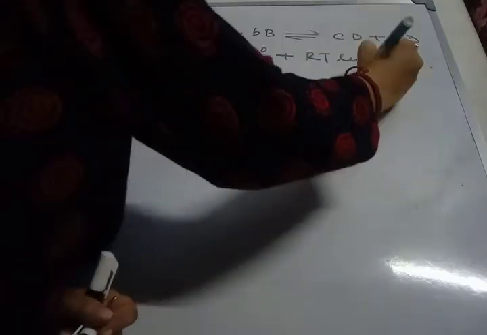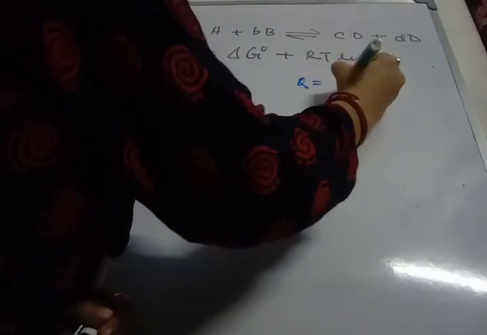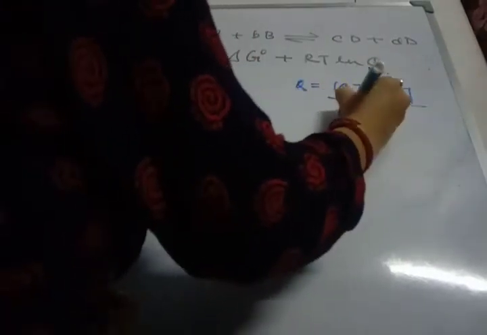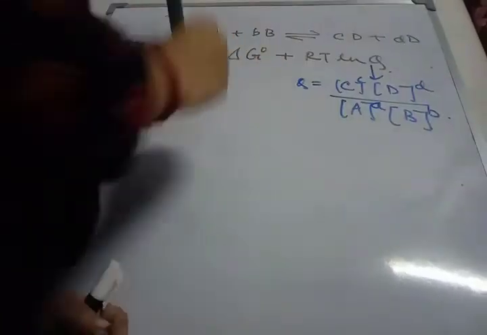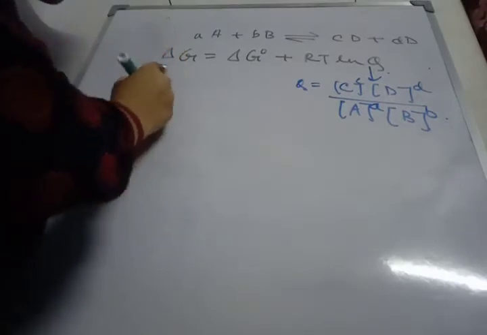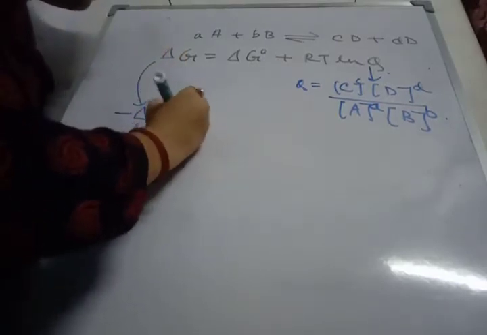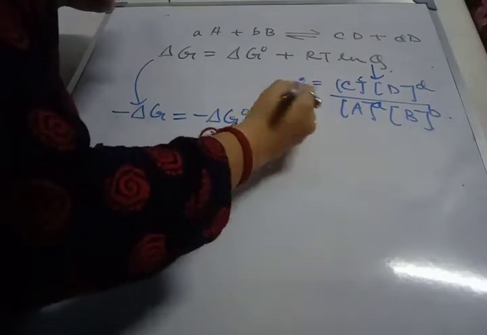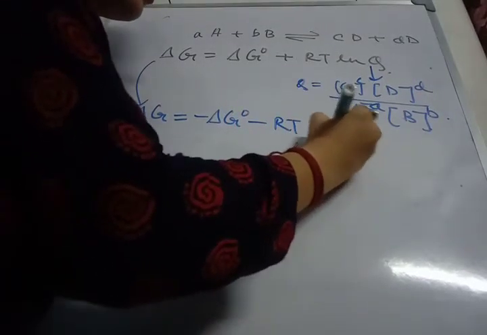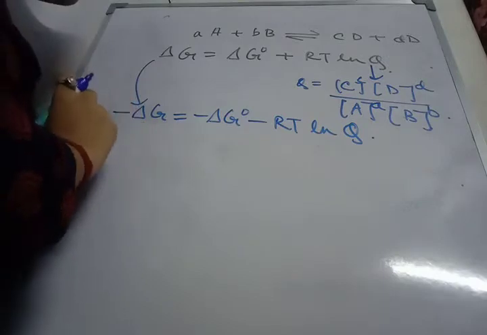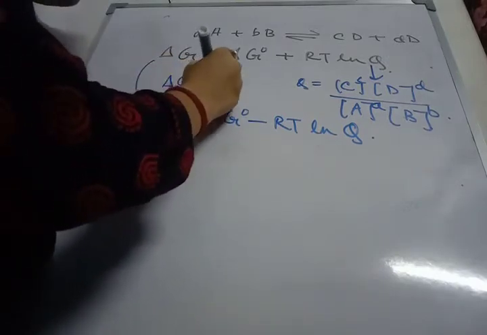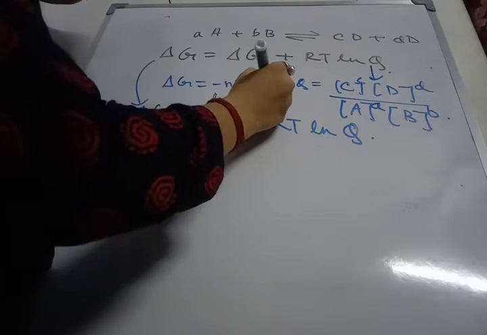So, if I write Q from this equation, what do I get? Ratio of the concentration of the products to the concentration of the reactants, and the concentration terms are raised to the power of their stoichiometric coefficients. Right? Now here, if I take the negative sign as common, we write minus delta G equals minus delta G0 minus RT ln Q.